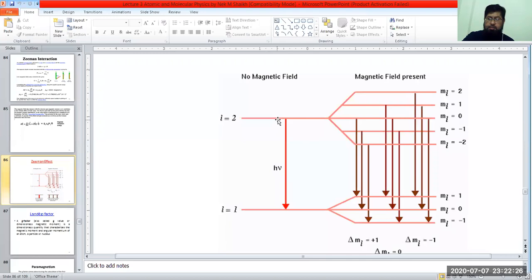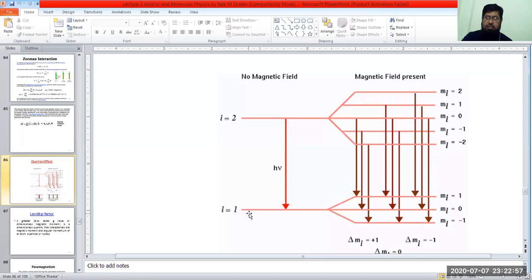So as a resultant, this emits the photon, and this photon in the hydrogen atom is known as a Balmer photon, because the electron jumps into N is equal to 2, and the series is known as the Balmer series. So that's why we call this photon a Balmer photon. Here the magnetic field is switched off. There is no magnetic field. So now if we switch on the magnetic field, this L is split into three levels.